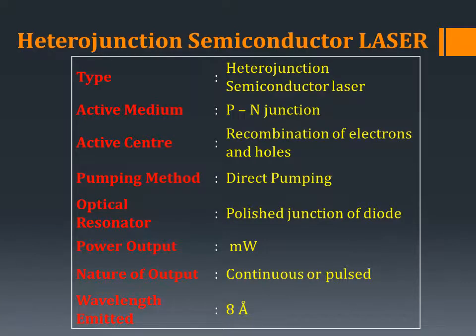The type of laser we are going to study is the heterojunction semiconductor laser. The active medium is the PN junction. Active center is the recombination of electrons and holes. Pumping method is direct pumping. The optical resonator here is the polished junction of the diode. The output power is in the order of a few milliwatts. The nature of output is continuous or pulsed, and the wavelength emitted is around 8000 angstrom.